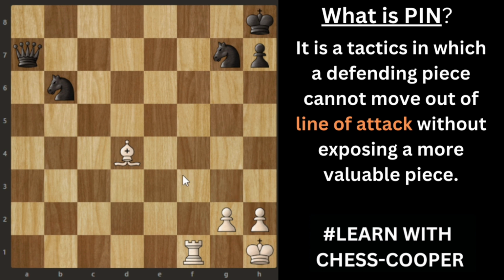In this example, the bishop on d4 is pinning the knight on g7 as well as the knight on d6. Both these arrows show the line of attack, and the knight on d6 and the knight on g7 are pinned and cannot move from their places. Otherwise, black is going to expose a more valuable piece. If the knight from b6 moves, white can easily take the queen with his bishop.